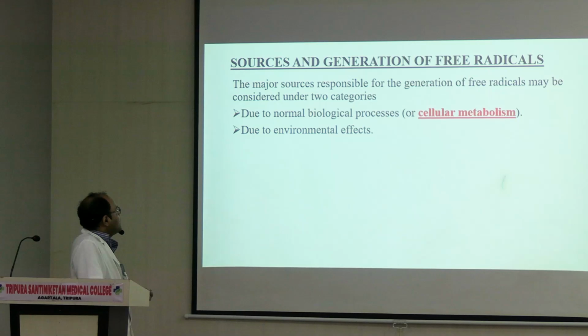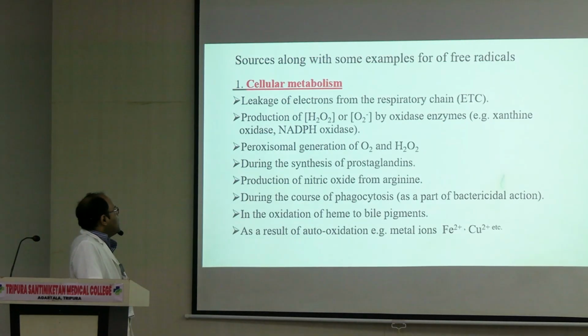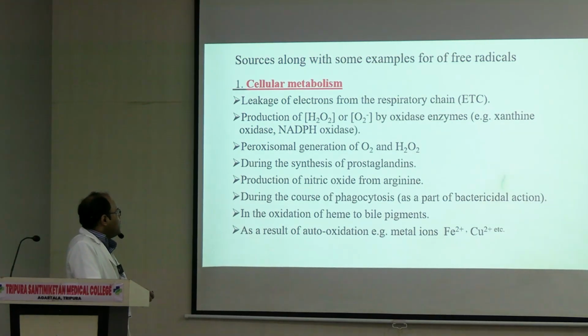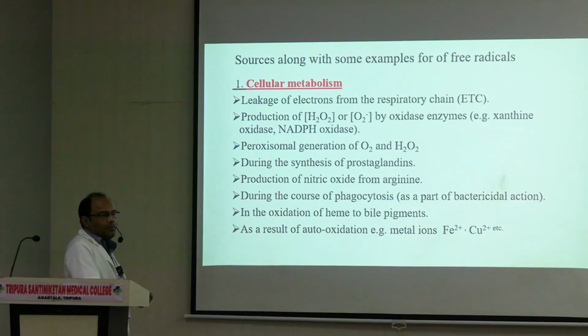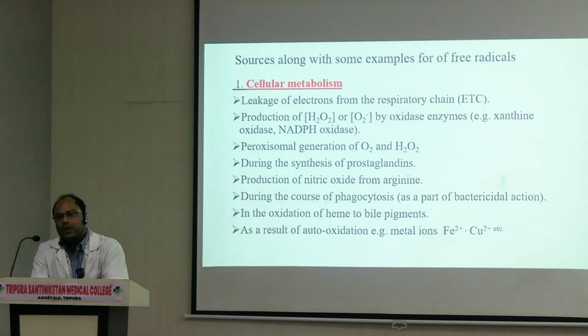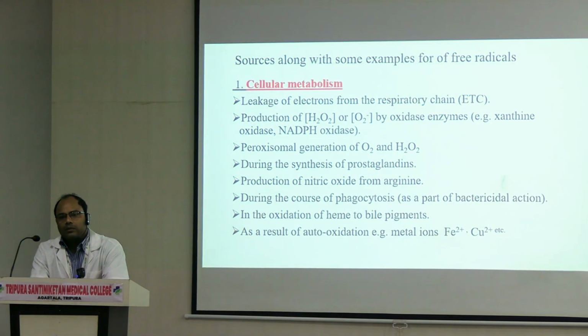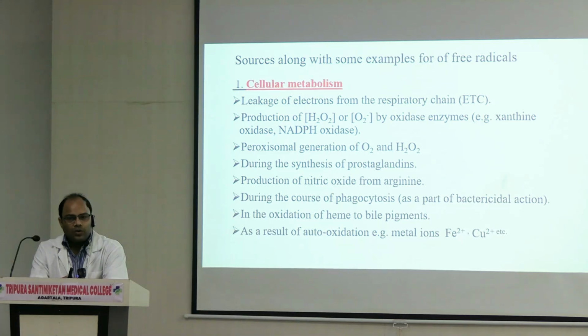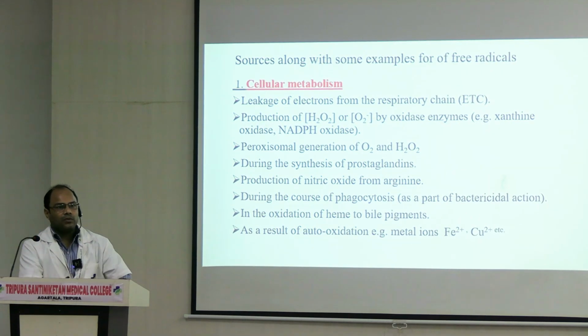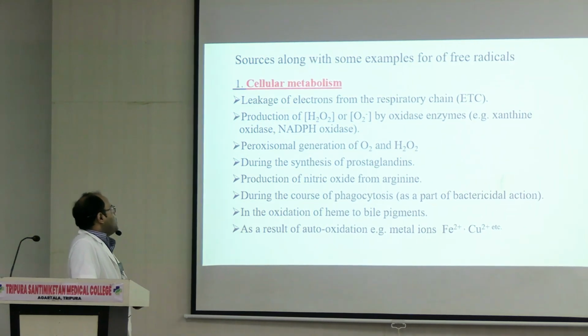Source of free radicals, oxidative stress. One is normal cellular process, that is cellular metabolism, and another is due to environmental effect. For cellular metabolism, this is a table I have taken from Satyanarayan. So the most important is actually the respiratory chain. Mitochondria are actually the source of reactive oxygen species. Remember, because mitochondria have the electron transport system, ETC. Almost 1 or 2% of electrons can escape from the electron transport chain, and these electrons can cause generation of free radicals. This is the most important and commonest source of reactive oxygen species.